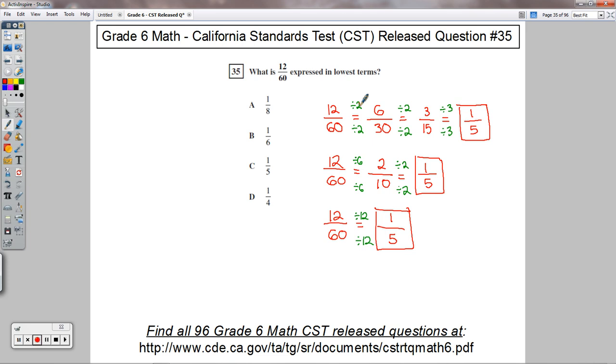If you can still divide by something else, just keep going until you can't divide both numbers by the same number anymore. So 1/5, either way, any way you do that reduction correctly, you're going to get choice C for number 35.